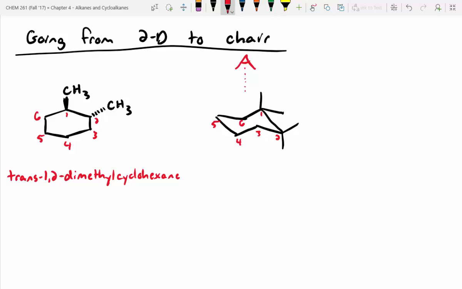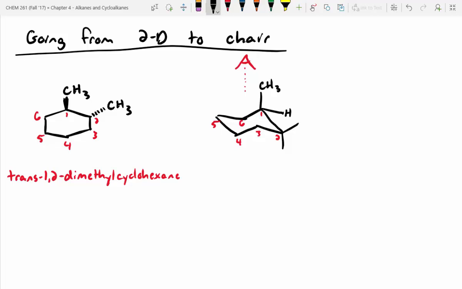Is it going to be sticking straight up or out and away? Straight up, right? If it's pointed close to your eye, it's going to be sticking straight up. So I'll put this CH3 right here. That means the assumed hydrogen on carbon 1 must be equatorial, right?